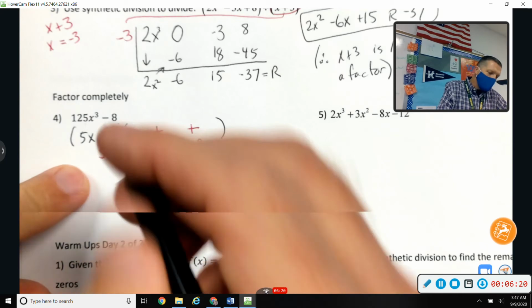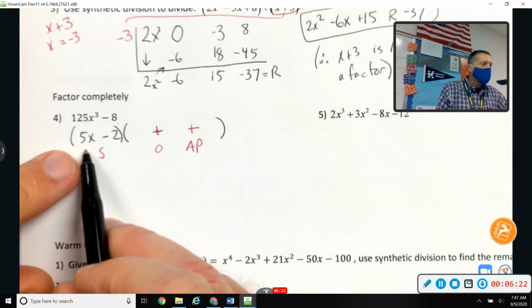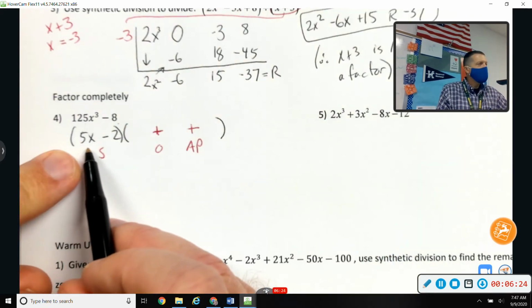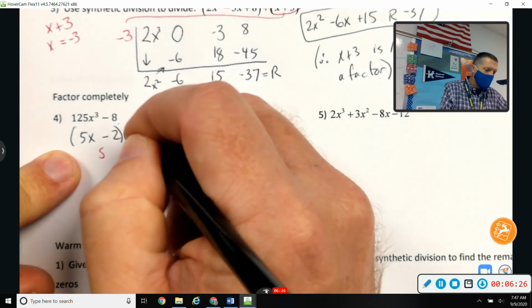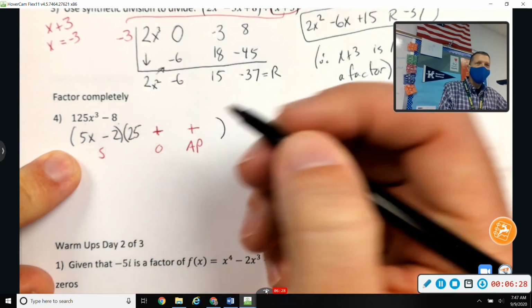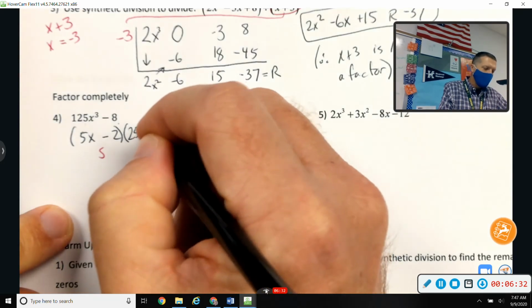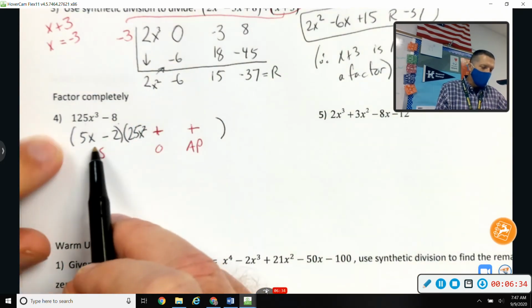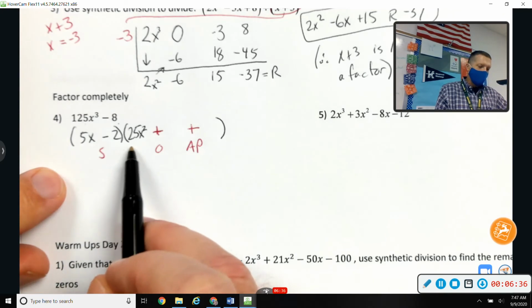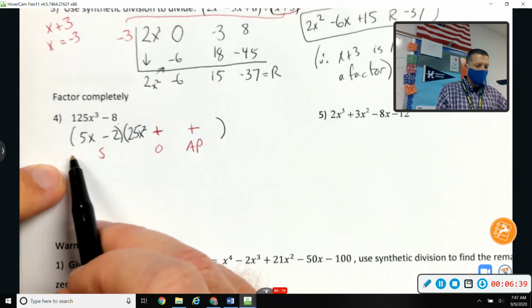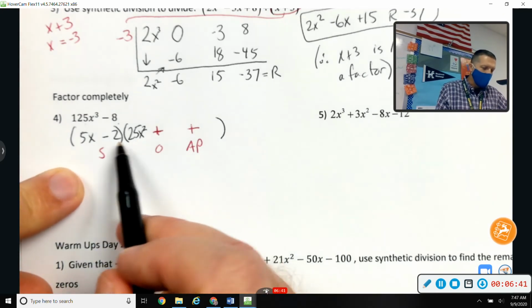Square the first term. So what do we get when we square 5x? Good. 25. What else? 25x squared. And most people will forget to square the 5. They'll put 5x squared there. So they'll square the x, but not the 5. You got them both. 25x squared.